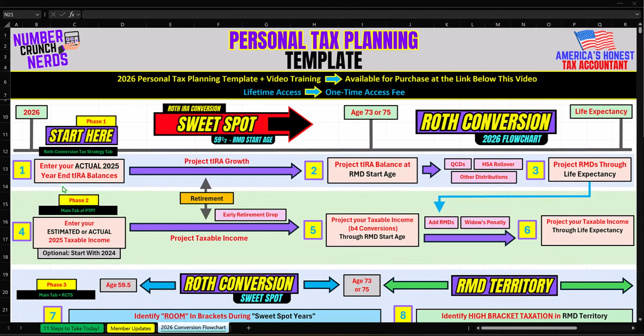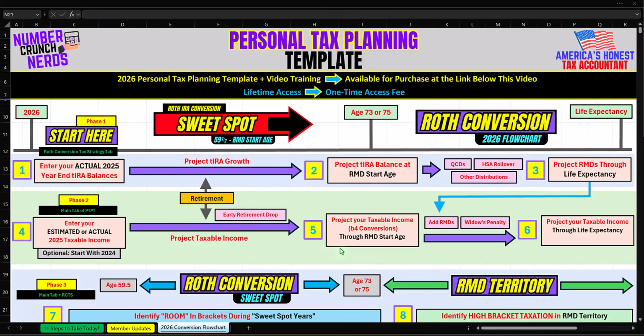So in step number 1, we entered our actual year-end traditional IRA balances. We projected our traditional IRA growth out to the RMD starting age. We projected our RMDs through life expectancy while also considering QCDs, HSA rollovers, and other distributions. Then we entered our estimated or actual 2025 taxable income. We projected our taxable income through the early retirement drop.